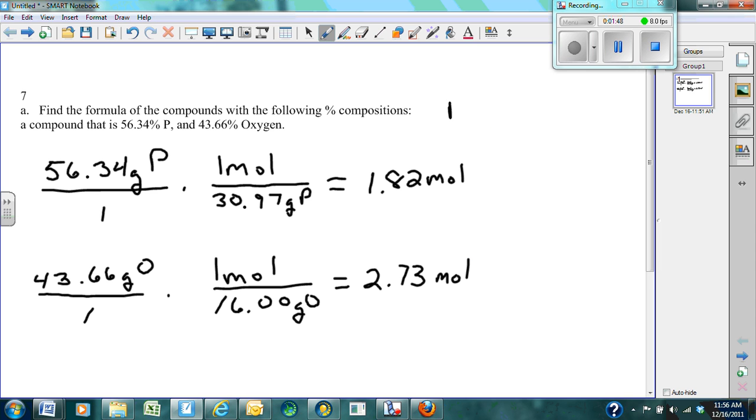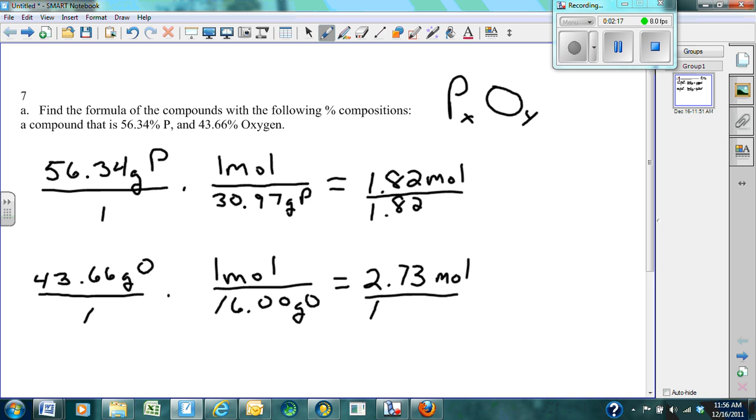Now ultimately, we want to know the ratio between phosphorus and oxygen in this case. And so we want to know what is x and y. And it's a ratio of one to the other. And so we've converted them into moles, which allows us to compare. Grams is not an adequate comparison. And so once I've got them both in moles, I'm going to divide by the smaller of the two. In this case that is 1.82.